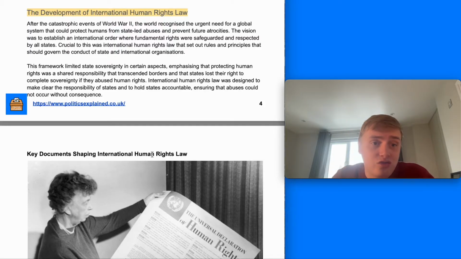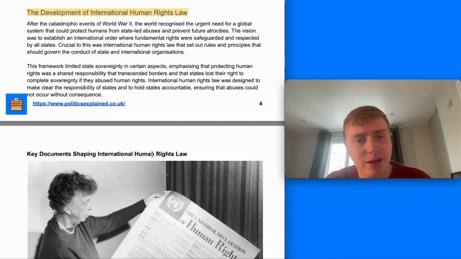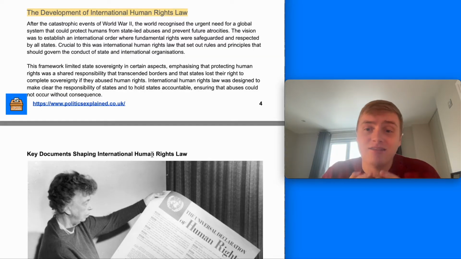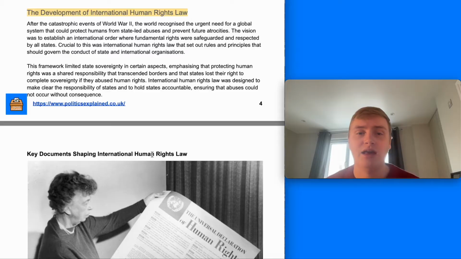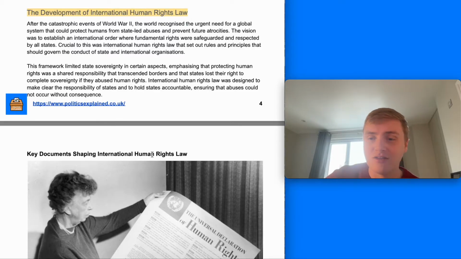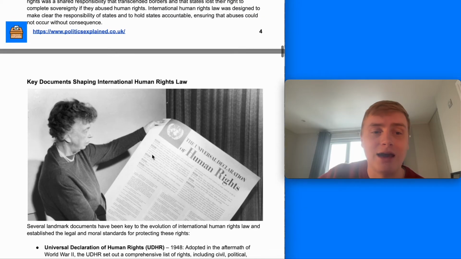As we'll see, it limited state sovereignty in certain aspects, emphasising that the protection of human rights is paramount and a shared responsibility that transcends borders, and that states actually sometimes lose their right to complete sovereignty if they abuse human rights. So it's designed to make very clear: you're a state, you're responsible for upholding human rights, and if you don't, the international community can act.